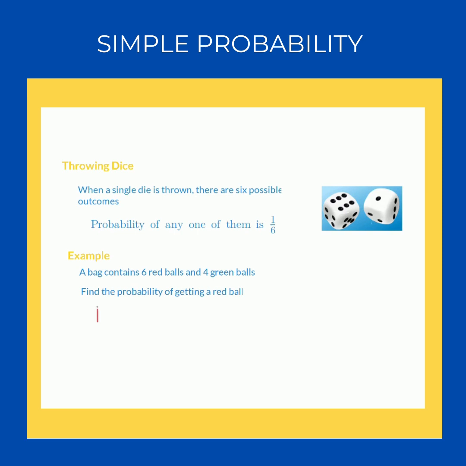So P, the probability of getting a red ball, it is the number of ways that I can get a red ball. So I have 6 red balls, so 6 ways, over the total number of outcomes, which is 6 red and 4 green. So it is 6 plus 4, which is 10. So the answer is 0.6.